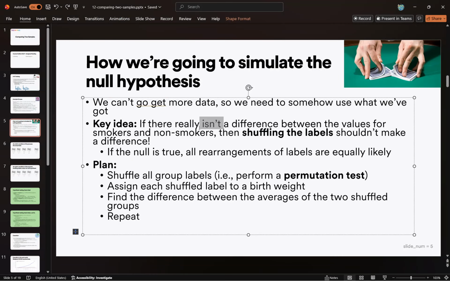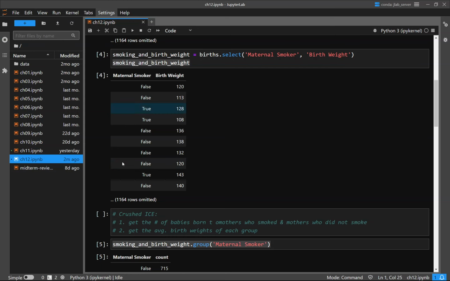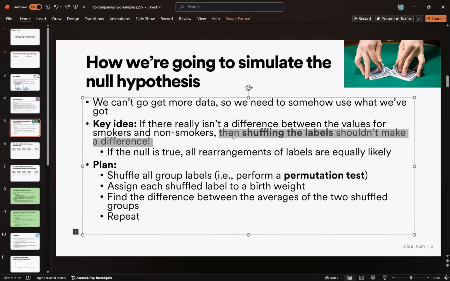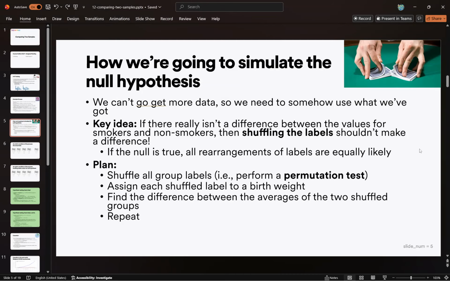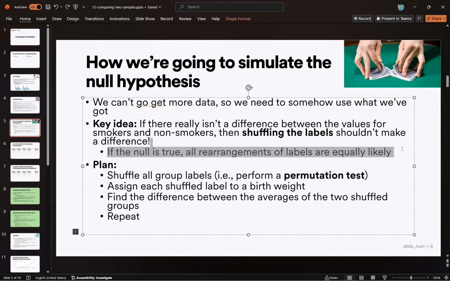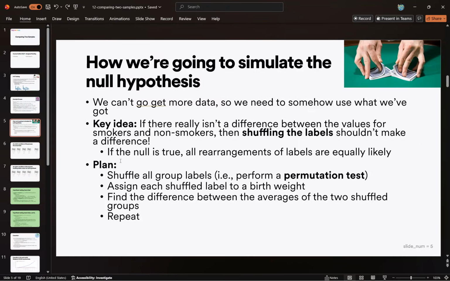So if there isn't a difference between smokers and non-smokers, then shuffling the labels of who was smoking and who was not smoking shouldn't do anything to the answer. Does that kind of make sense? If that's true, then I can rearrange the labels. It doesn't matter. I should see the same kind of distribution. So if the null hypothesis is true, any rearrangement of the labels could have been equally likely. It did not matter if the mother smoked or didn't smoke. You do have to keep the same amounts. You can't just be like everybody in the data set smoked or something. You've got to keep the same falses and true amounts to keep it like it was in real life, like we got the data set.